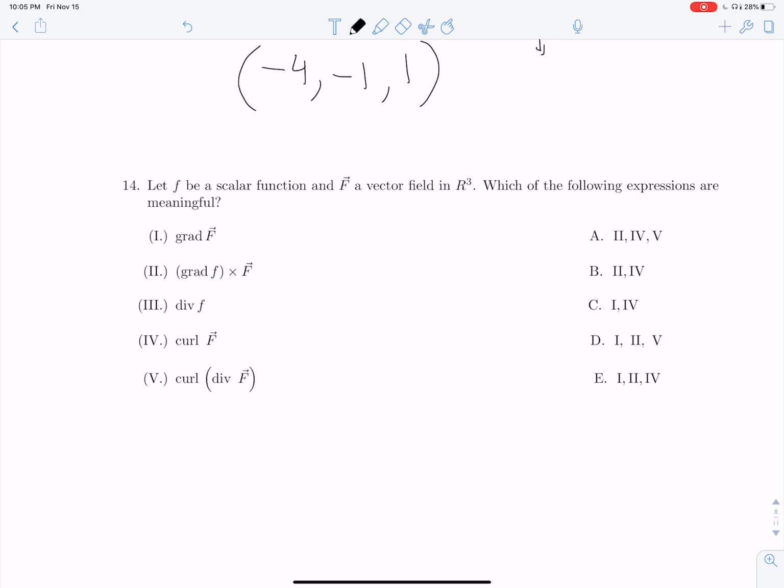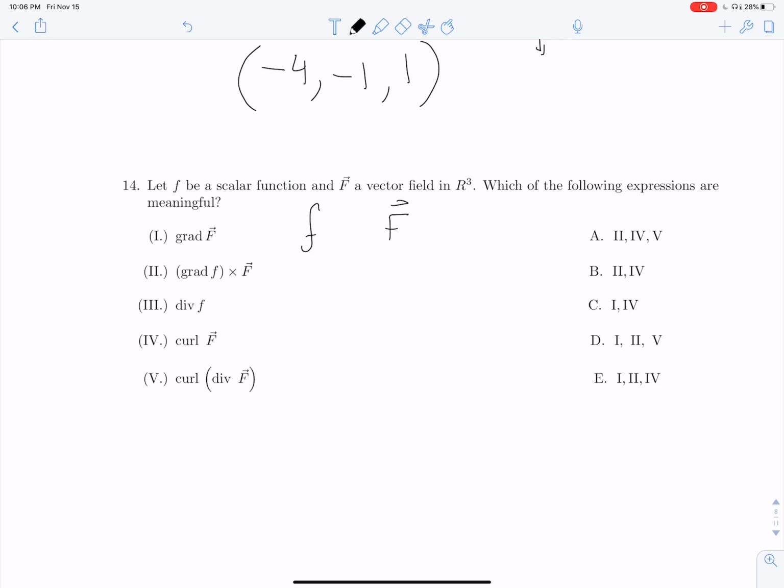Okay, let f be a scalar function, and F be a vector field in R3. Which of the following expressions are meaningful? So this problem really bugged me until I figured out where I was being dumb. So let's go through it.